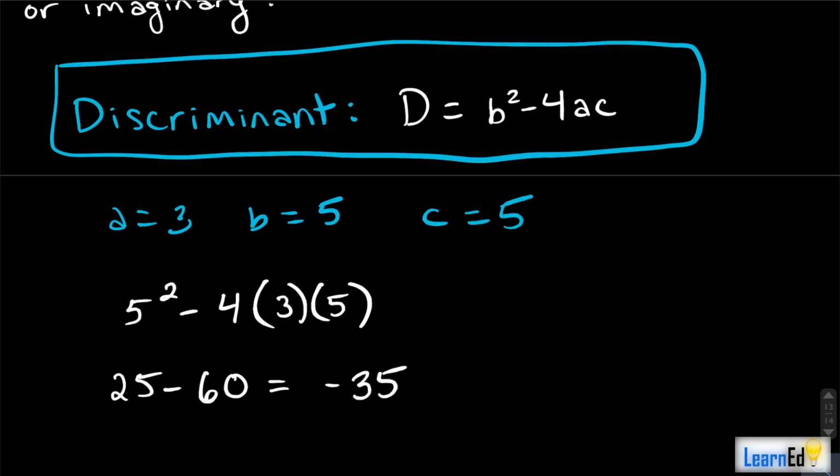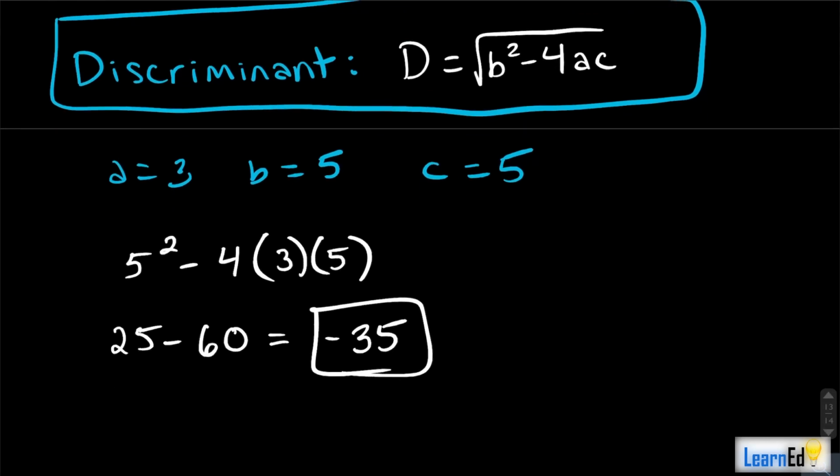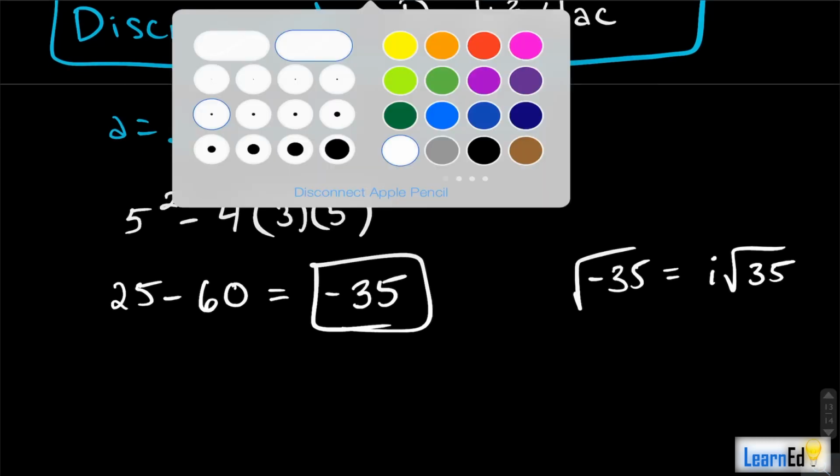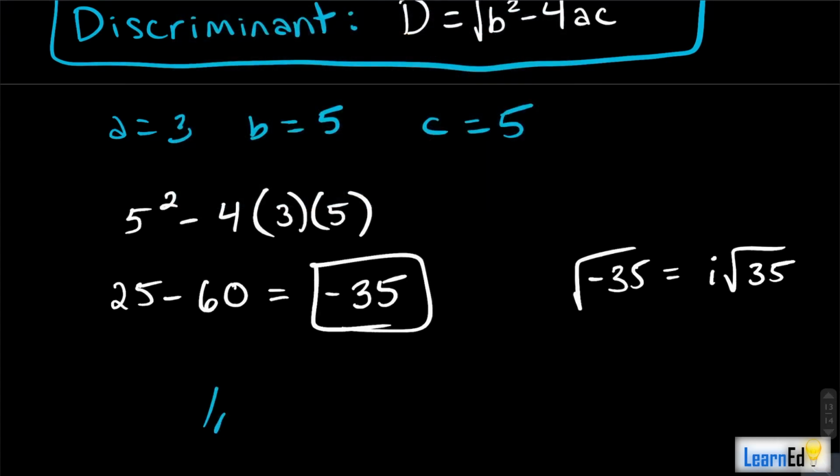But the point is that we get a negative under the radical, because this thing will be square rooted in the quadratic formula. So you'll have the square root of negative 35, and then you can say this is i times the square root of 35. You get imaginary roots. So that's actually the answer to this problem.